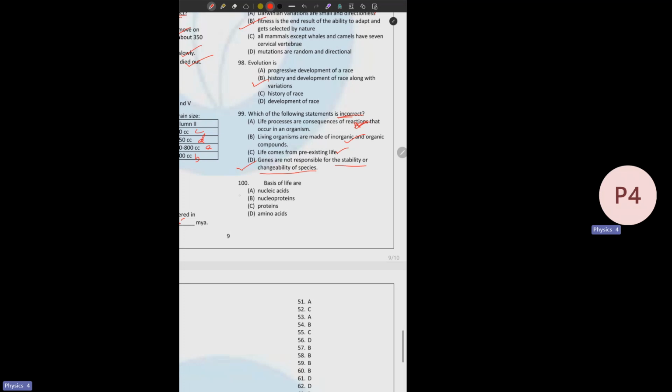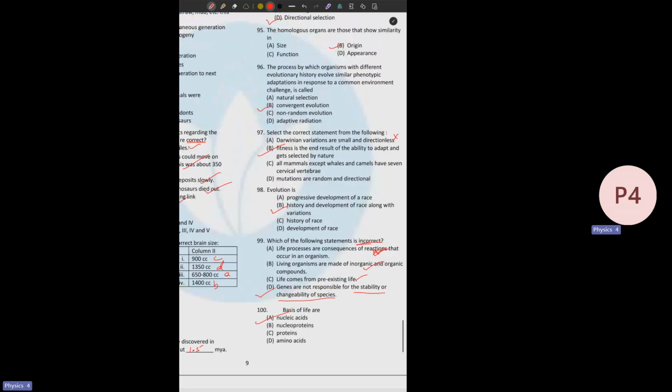Basis of life are nucleic acids because they are the only ones getting transferred from one generation to the next, and genes are forming the overall basis of life. So this was it for evolution.